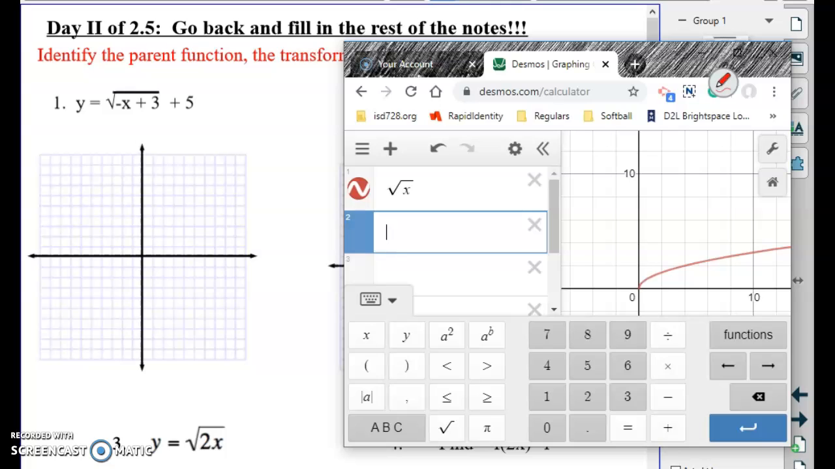So welcome to day 2 of College Algebra 2.5. We're going to go back and do some more transformations, some translations, and we're going to look at this one.